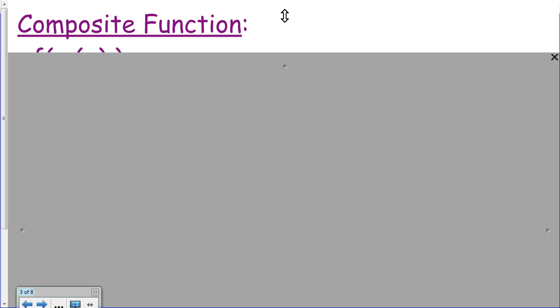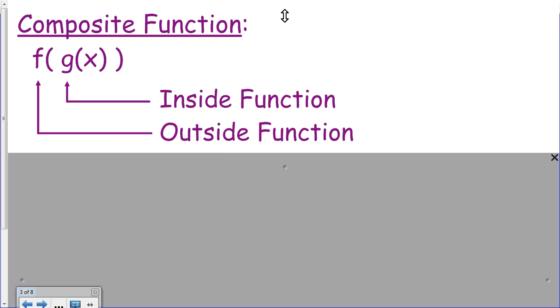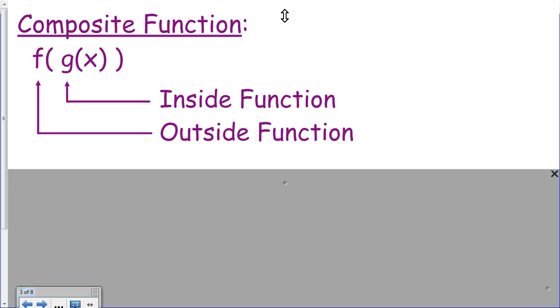Let's continue on here and get to, I guess, really the topic of this section, which is dealing with composite functions. So a composition or a composite function looks something like this, where you have f of g of x is how we read that off.